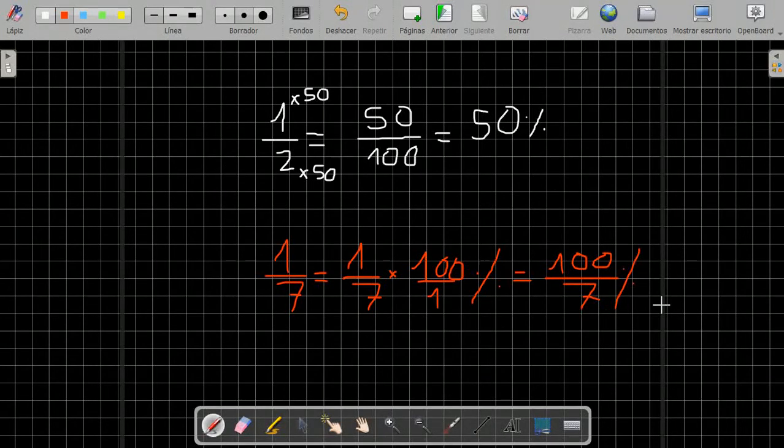There we have solved the problem, but let's be honest, we will never see a percentage like this in real life. So what can we do here? Well, we have to convert that fraction into a decimal. How? By dividing. We will divide 100 by 7.